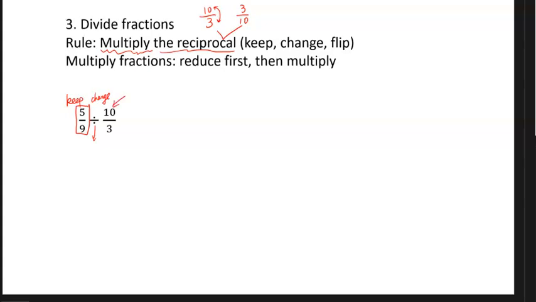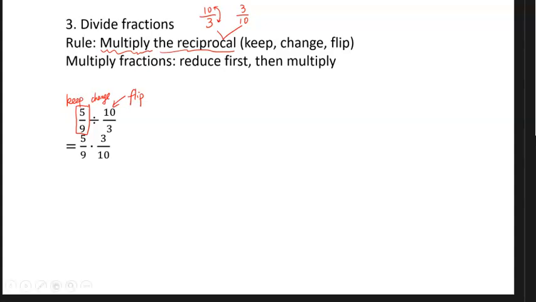And then for the next fraction, we're going to flip it, which means the top flips to the bottom, the bottom flips to the top. So that's what we end up with after we apply the rule. We keep 5/9, change division to multiplication, and flip 10/3 to 3/10. And now we end up with a multiplication question of fractions.